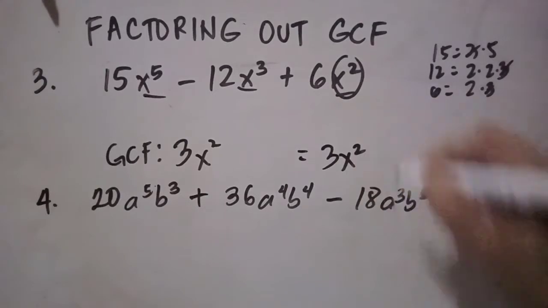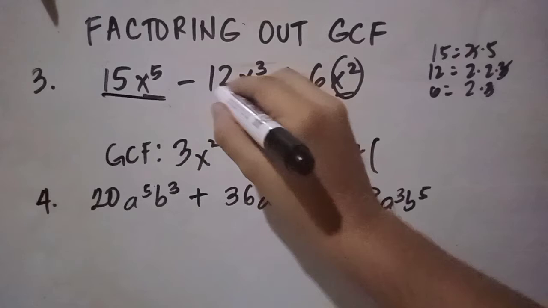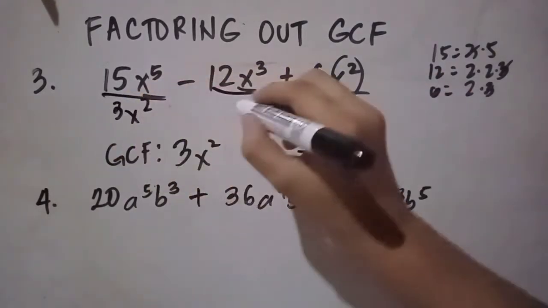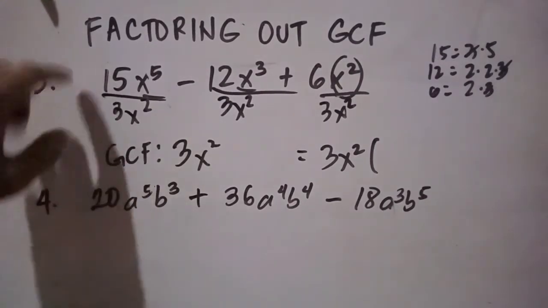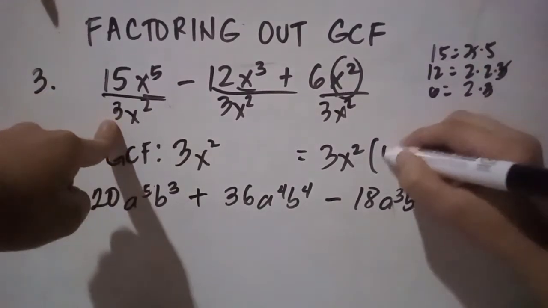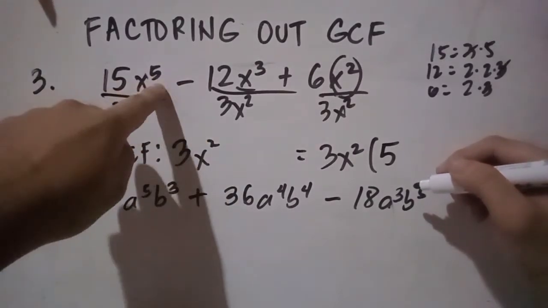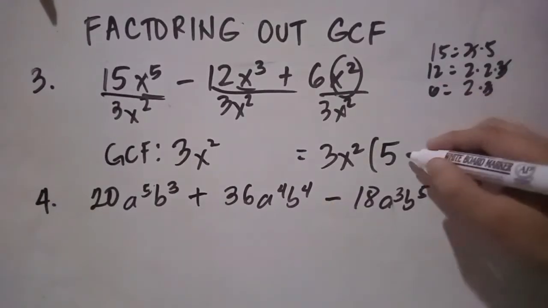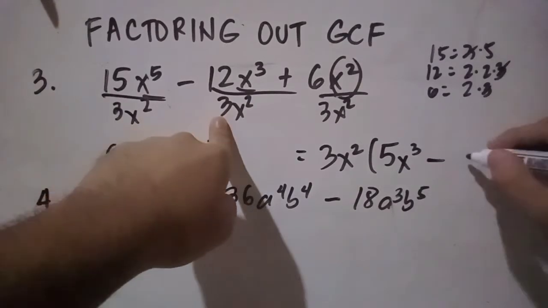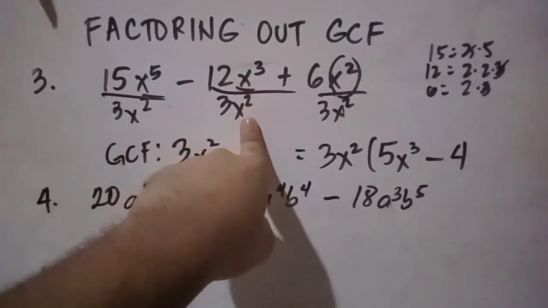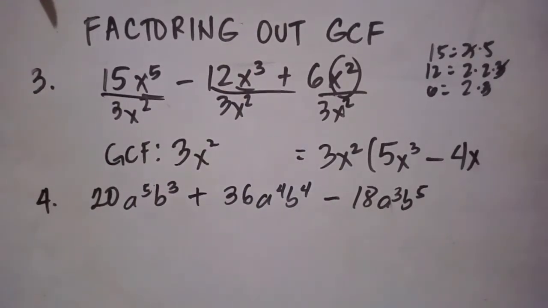So, 3x squared. Tapos, for the second one, i-divide natin yung tatlong terms sa 3x squared. Ayan. So, umpisa natin sa first term. So, 15 divided by 3 is 5. And x to the 5th divided by x squared, so mawawala tong dalawa. So, natitira is x cube. Minus 12 divided by 3, 4. Then, x cube divided by x squared, so maalis yung dalawa. Ang matira, isang x na lang. So, x na lang. Okay?